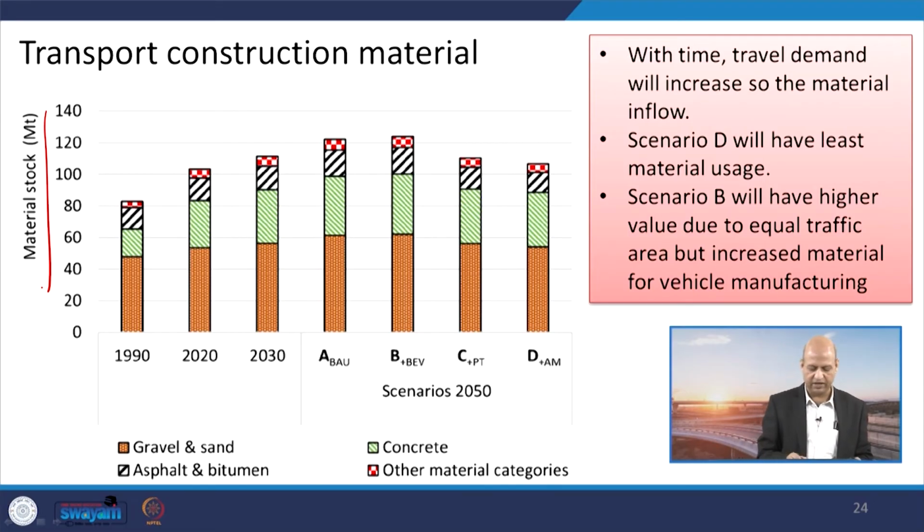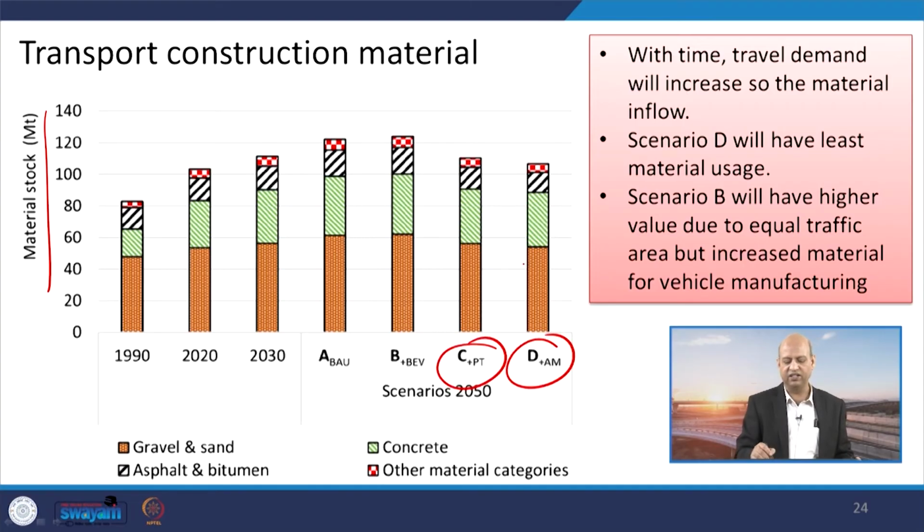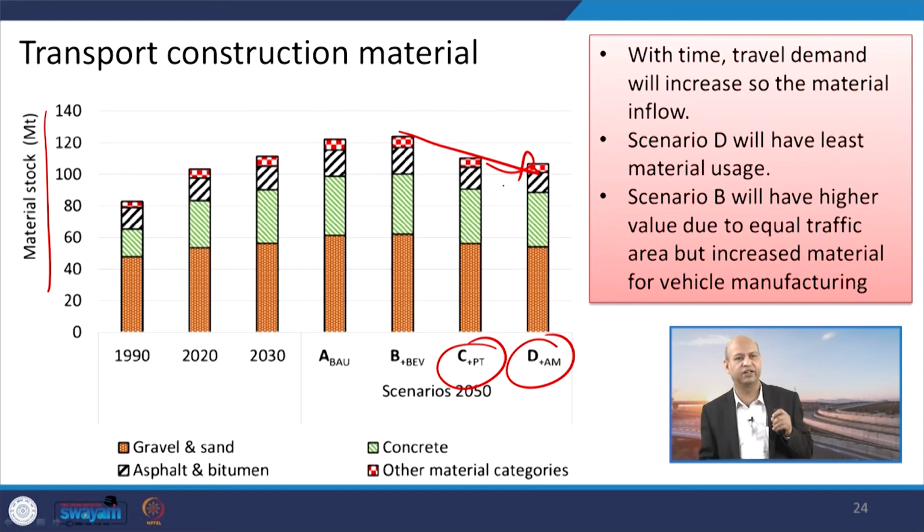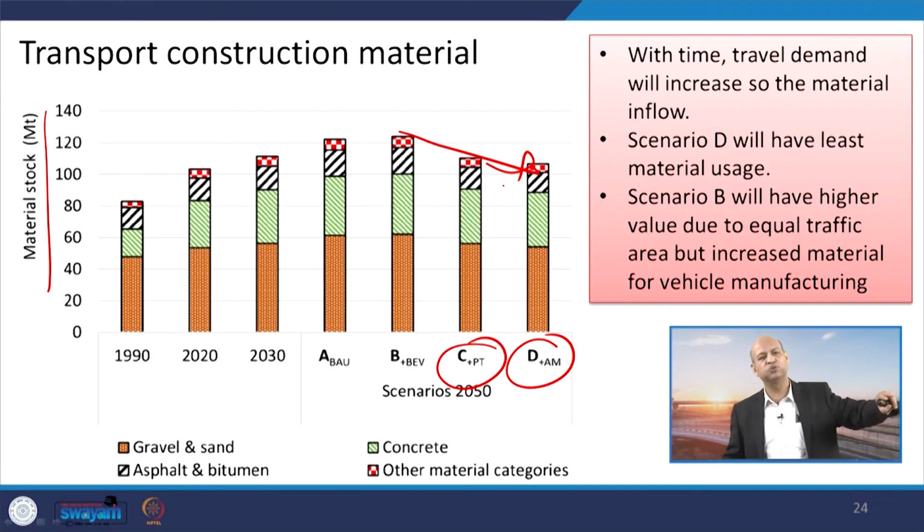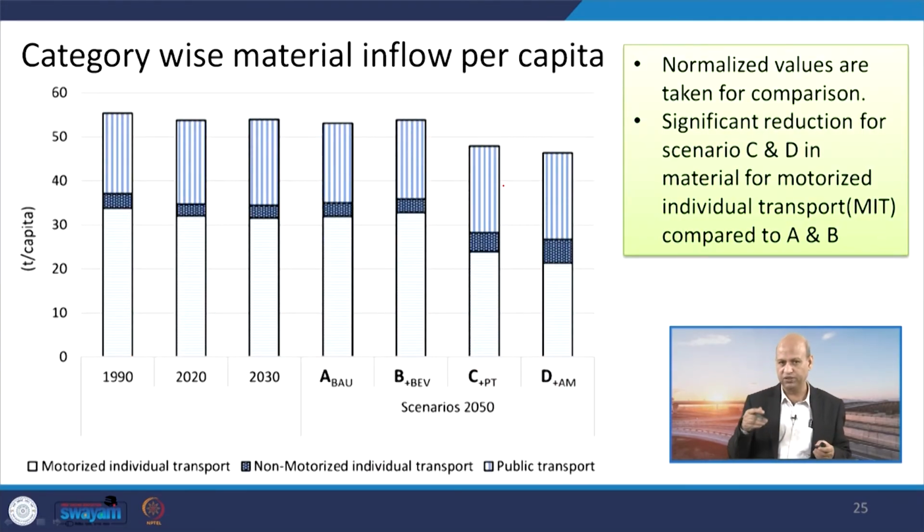So, you can see gravel, sand, asphalt, bitumen. So, in scenarios C and D the total is reducing. That means it is an efficient system in terms of material utilization, because when the road network is reducing, we are rather getting material out of deconstruction or demolition, and the utilization of new material is less required. We will look at this in another figure after some time.